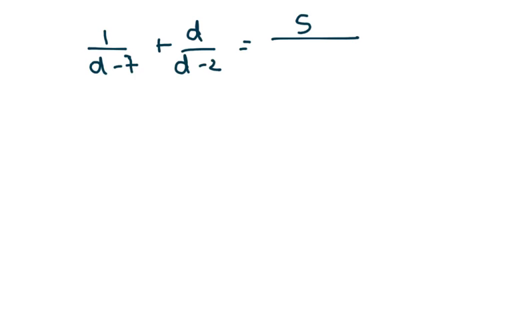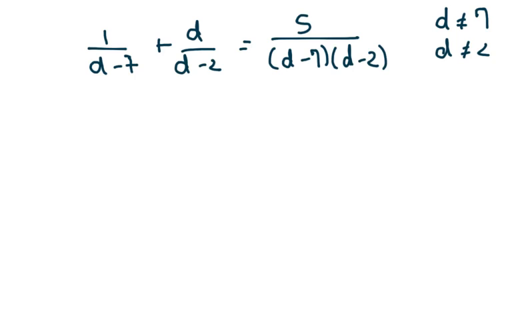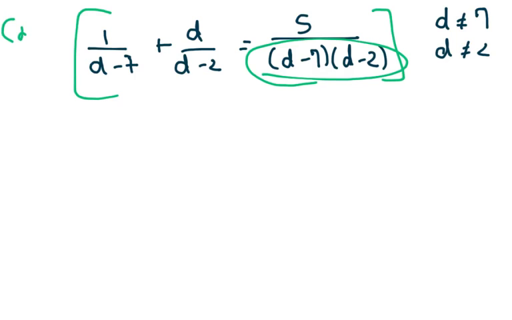1 over d minus 7 plus d over d minus 2 equals 5. I'm going to factor this. It's d minus 7 times d minus 2. Alright, so quickly, d cannot be 7 and d cannot be 2. I multiply by my LCD, which is just this part here. That's d minus 7 times d minus 2 to each of these pieces.